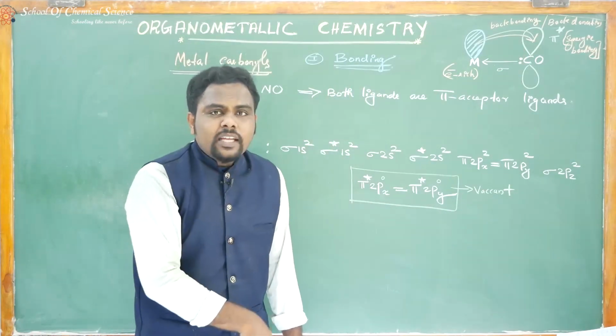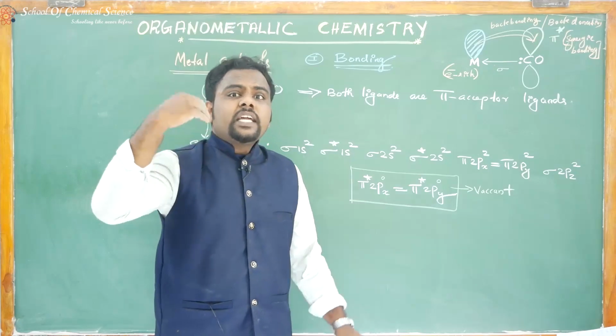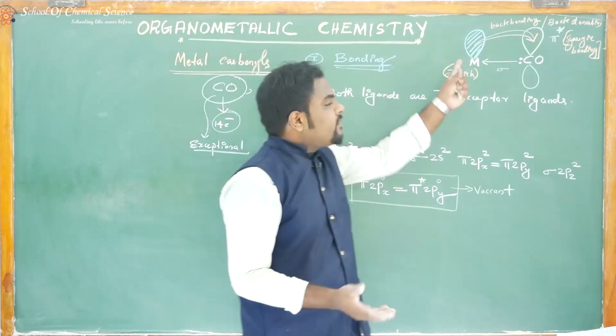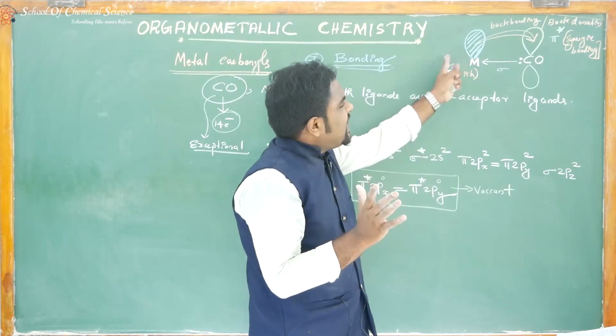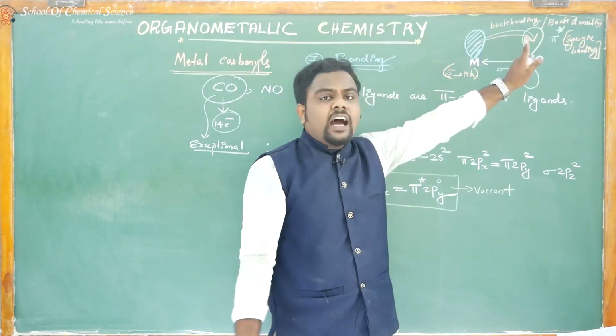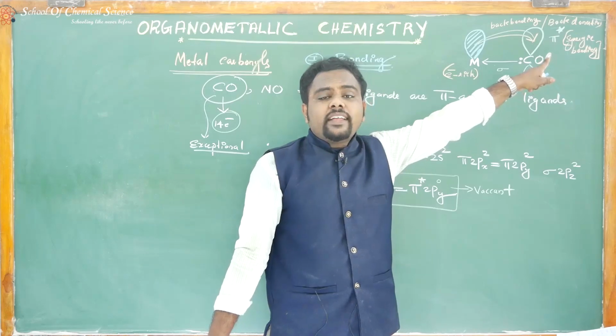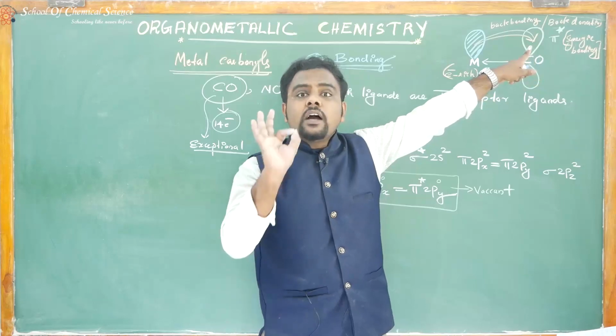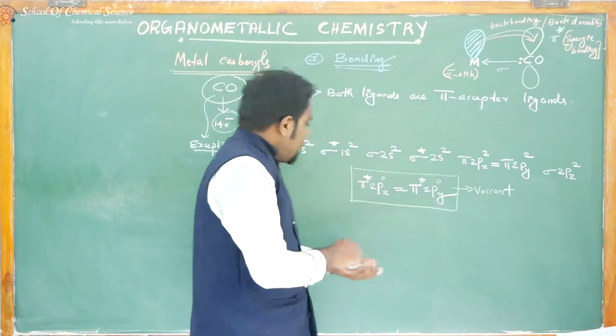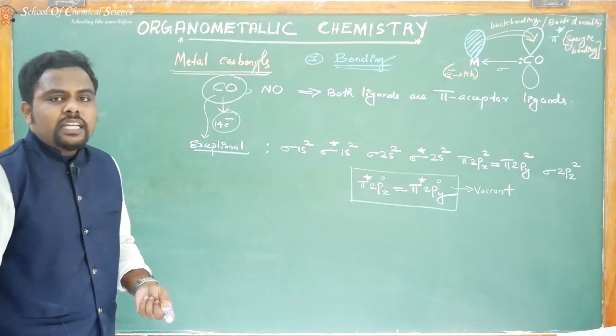Then what is back bonding? Suppose your metal is very electron rich, having surplus electron density. That electron density will be back donated to the vacant orbital of the ligand. What is the vacant orbital of the carbon monoxide ligand? Pi star orbital.